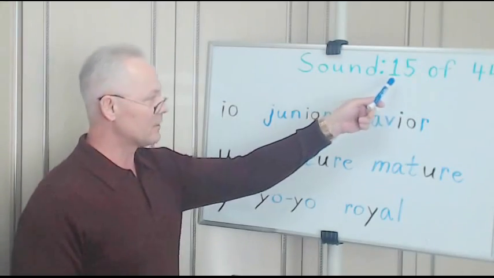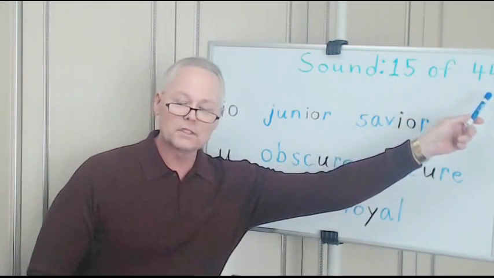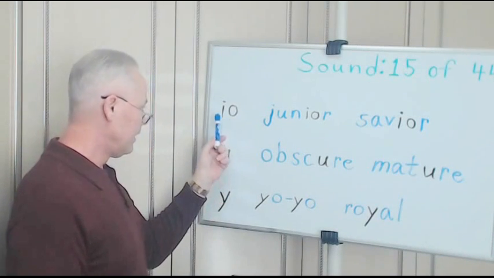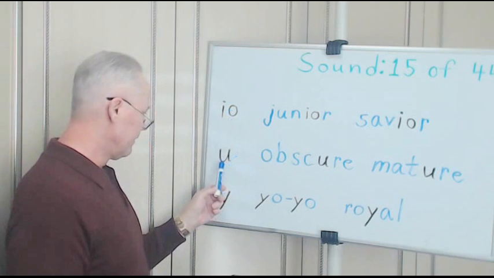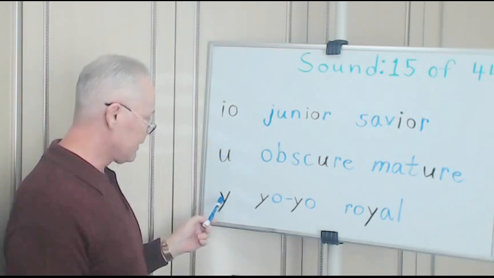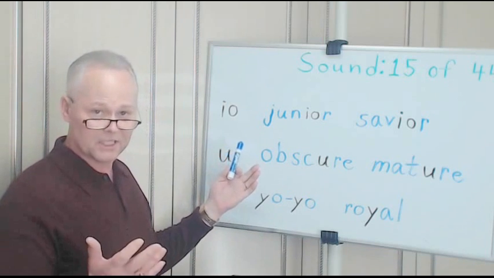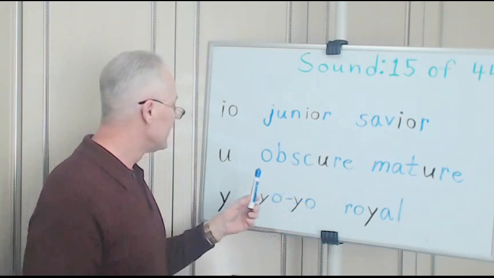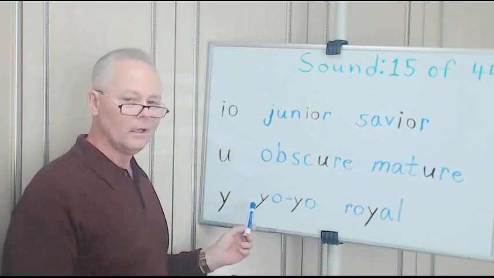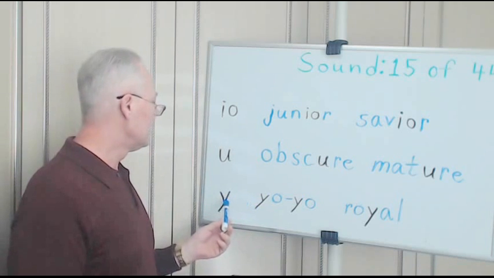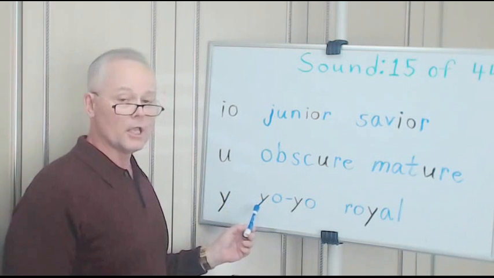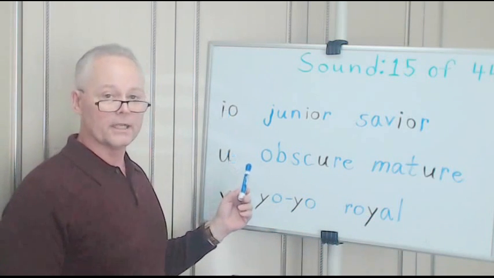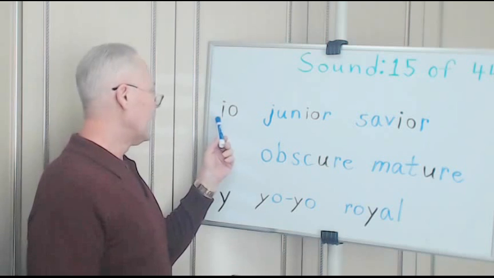Hello. Sound 15 of the 44 sounds of American English. Here we have a 2-letter combination. 1 letter, 1 letter. 3 different ways we can make the same sound. I-O. What sound do you think we're going for here? Well, look at you, look at Y. This sound, you mostly think about the letter Y, as in the word yo-yo, royal. But we have the same sound here with these other consonants.